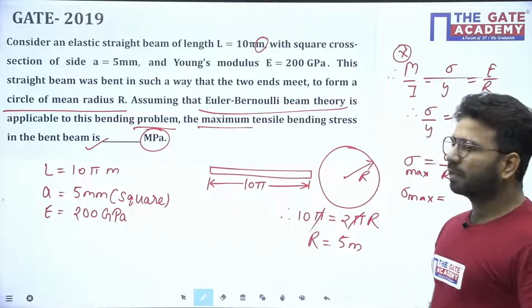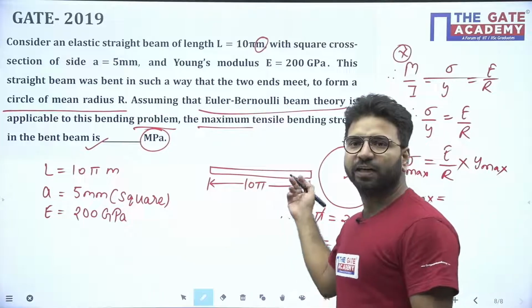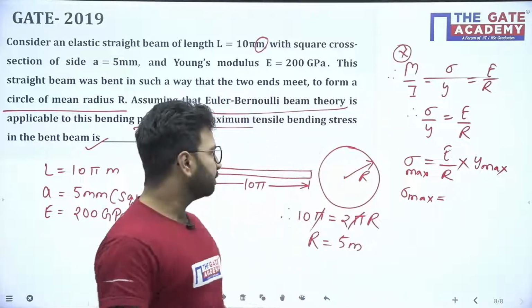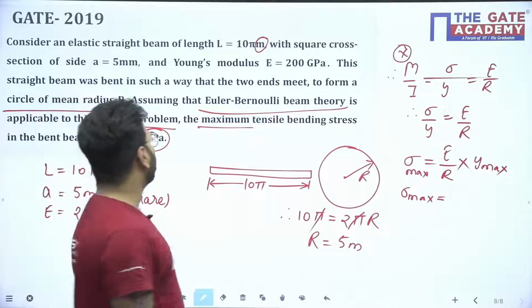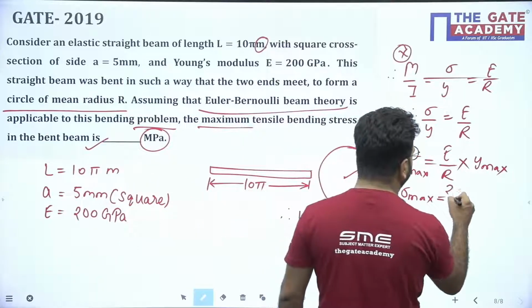All of you do it fast. How much is it coming? Everyone try fast. Sigma is equal to E upon R into Y. E is how much, beta? E is 200 GPa. Convert into megapascal.